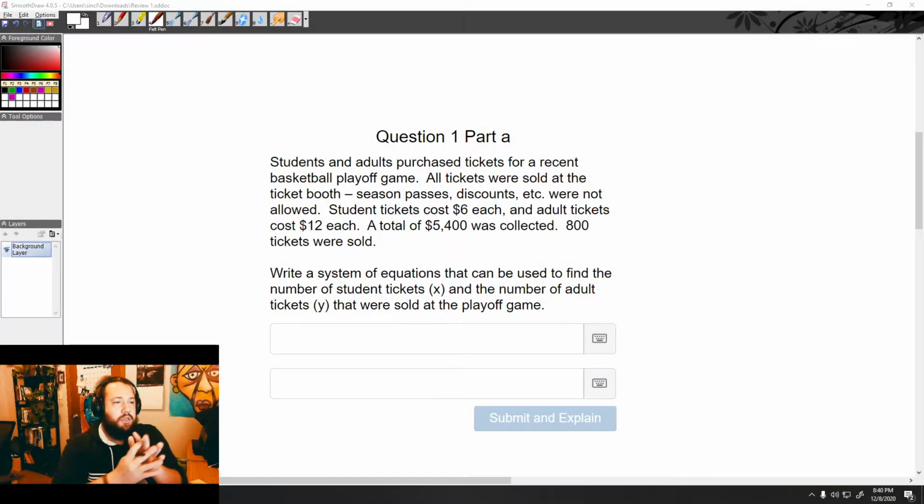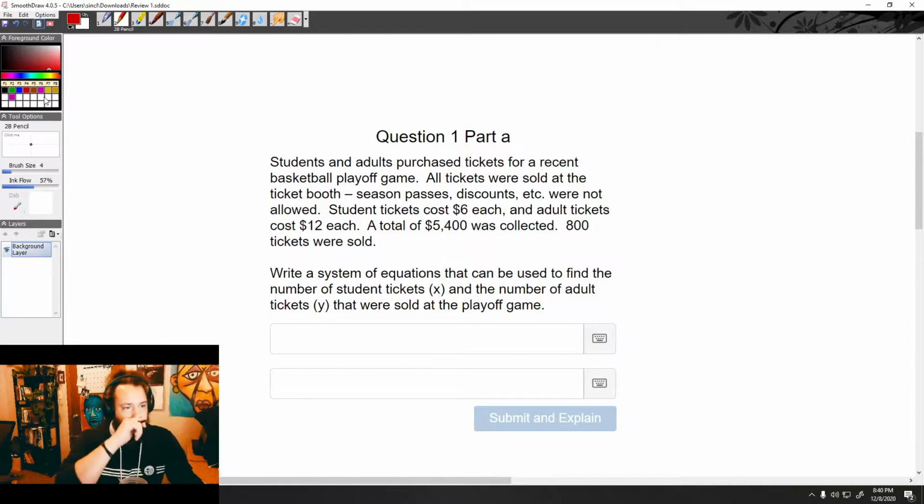All right, today we're going to go over our review for Unit 2 here. We're starting off with question 1, Part A. So this question is about students and adults purchasing tickets for a recent basketball game.